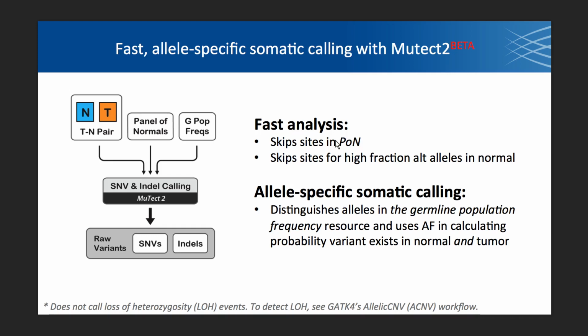One thing to note is that MuTect2 does not call loss of heterozygosity events. For example, if you have a multi-SNP site, MuTect2 will not call an alt that was in the normal that disappears in the tumor. If the tumor is ref, but is still different from the normal, that's not called. We have a separate workflow to call loss of heterozygosity events, and we will touch upon that in the last 10 minutes.